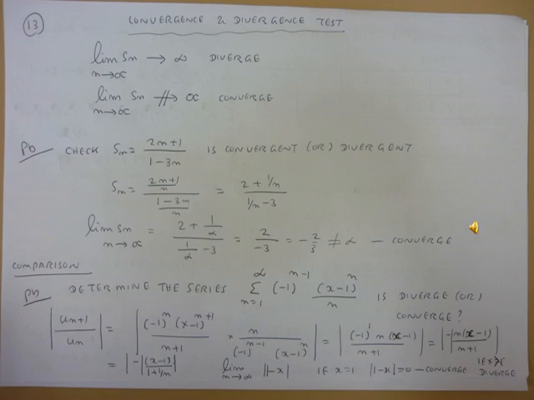Now we make another approach, a comparison. By making the comparison, we can also determine whether a series is divergent or convergent. The series is the summation from 1 to infinity of (minus 1) power n minus 1 multiplied by (h minus 1) power n divided by n. We determine whether this series is divergent or convergent.